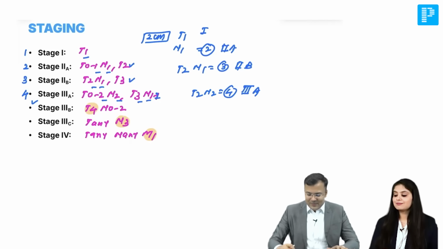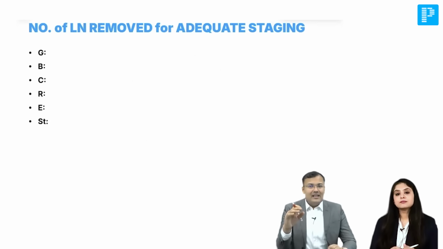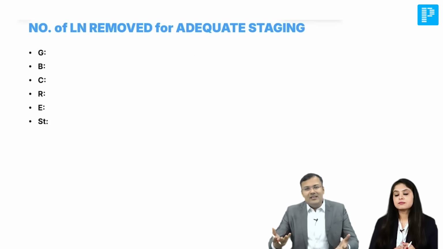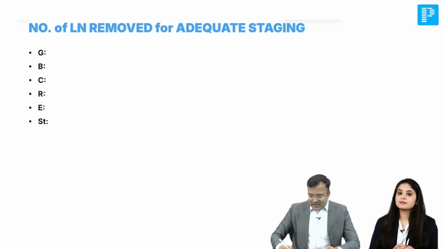So that's the staging. Whenever we are performing the surgery, the most important thing is the minimum number of lymph nodes removed for adequate staging, right? And that's why in internship you have seen, what do you do in the OT? You label the specimen and number the lymph nodes, that how many lymph nodes are removed. This was asked in INI-CET multiple times.